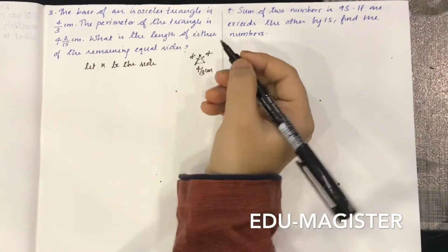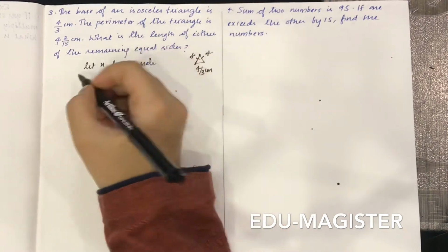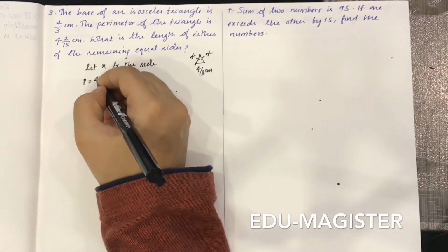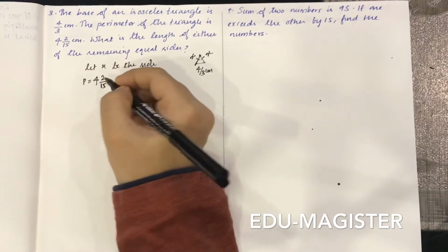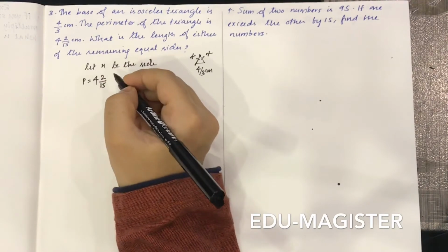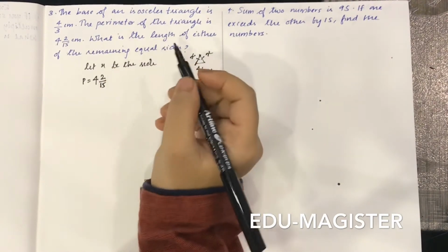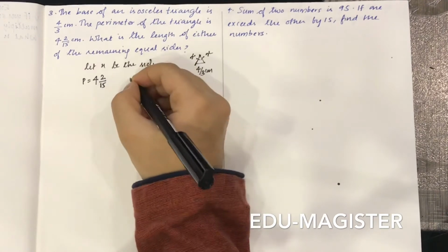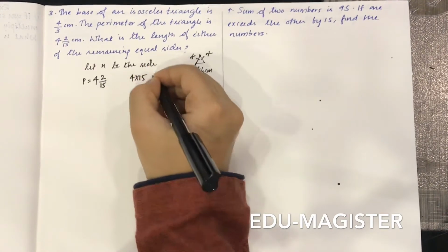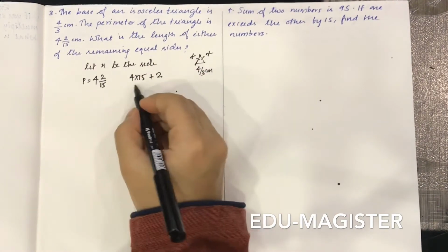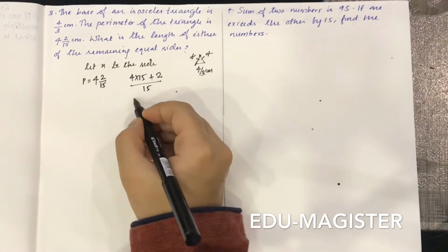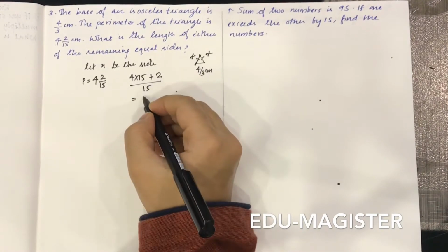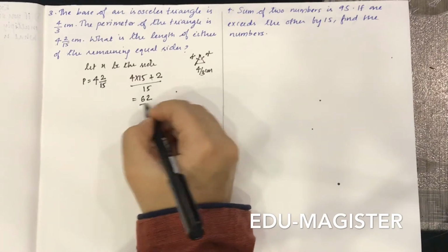side, okay, and the perimeter is given to us as 4 2 by 15. This is a mixed fraction, so you have to convert it to an improper fraction first. How do we do that? 4 into 15 plus 2 divided by 15, which is 4 into 15 is 60 plus 2 is 62 by 15.